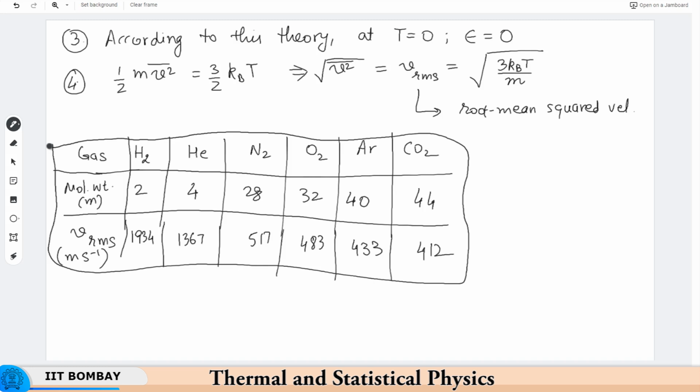So the next thing we can discuss is the comparison. So far we have done a theoretical formulation. We have estimated quantities like pressure for an ideal gas and its root mean squared velocity. So let us see how good this theory is. How does it compare with experiments? So the comparison of kinetic theory with experiments.